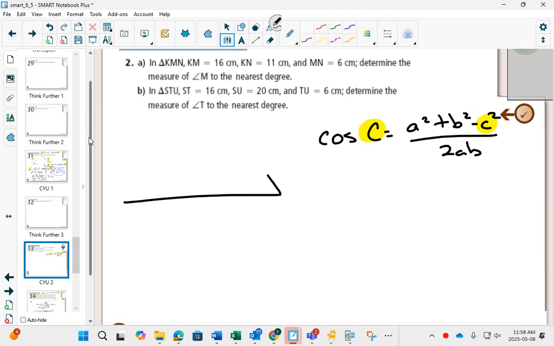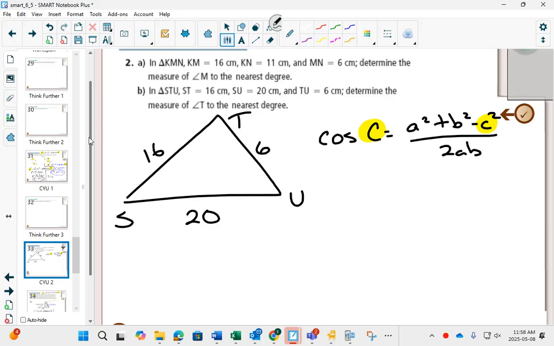So again, they give us three sides, so it doesn't matter which you pick as S, T, and U. And S U is 20, T U is 6, and S T is 16. Ooh, this one I'm actually pretty close to scale. Maybe. Maybe not. Okay. And I want to find angle T.